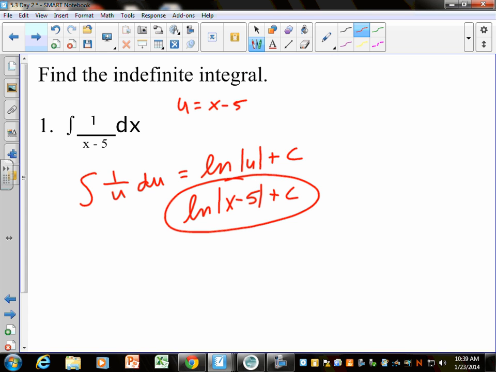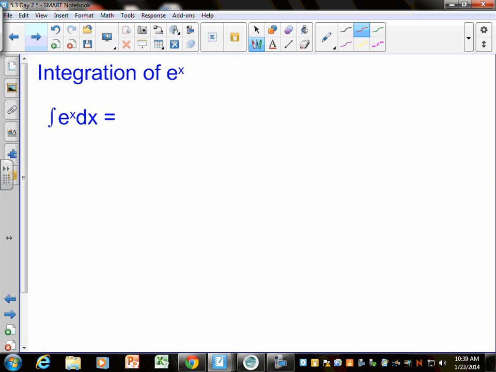What about e to the x? Did I give you one of these? Oh my gosh. Do you have one of these? Or are you writing everything down? Yes. Okay, I kind of forgot when you came in.